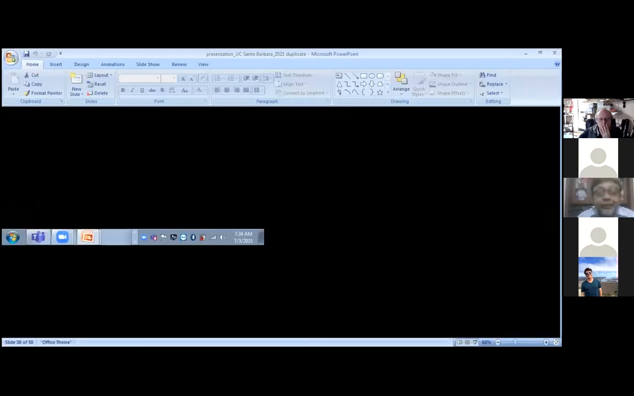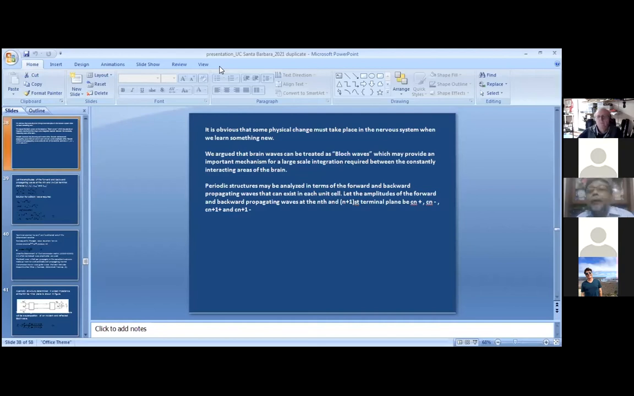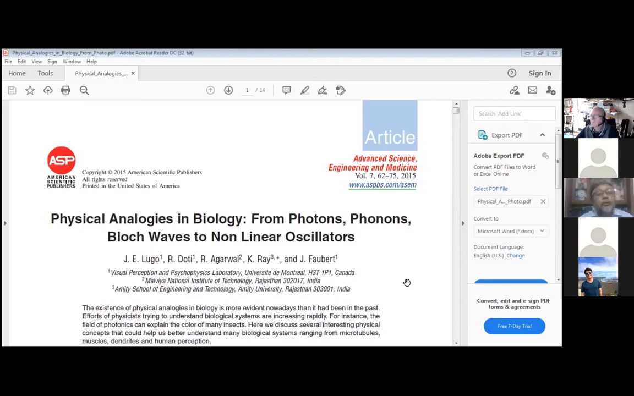So I would here share, first I'll share this one, and then I'll show some papers, then I'll go to the second part. So this is the physical part, and maybe there is some internet problem here, so that's a little bit delayed. So: physical analogies in biology, from photons to phonons, Bloch waves to nonlinear oscillators. Okay, I'll show just two or three papers here.